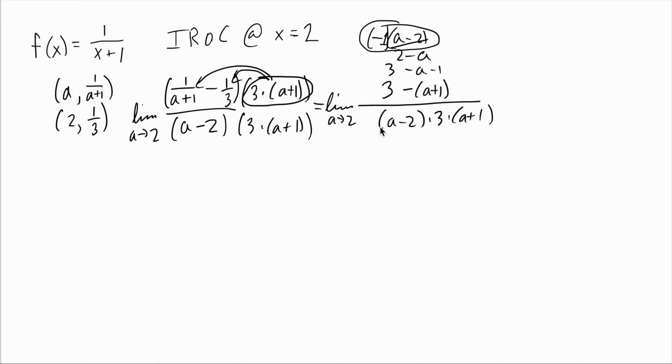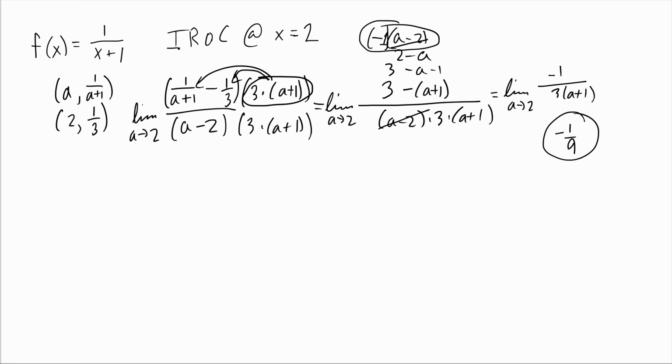You get cancellation. On the top, you're left with negative 1. So in the limit, you're going to have a limit as a approaches 2 of negative 1 all over 3 times a plus 1. Notice we eliminated the domain problem, so now we can plug in 2. Plugging in 2 for a, we end up getting negative 1 over 3 times 3, so negative 1 over 9. And negative 1 over 9 would be the result that we're after.